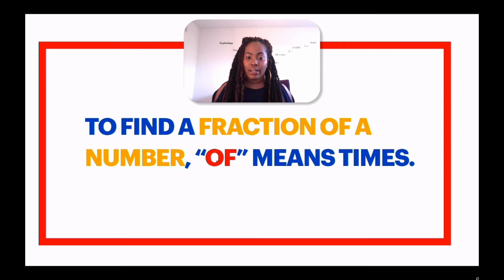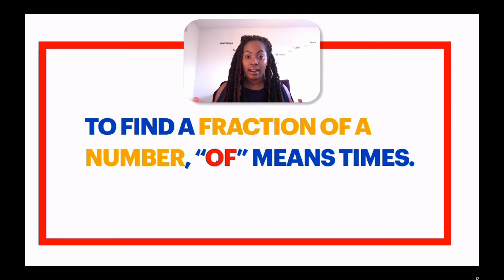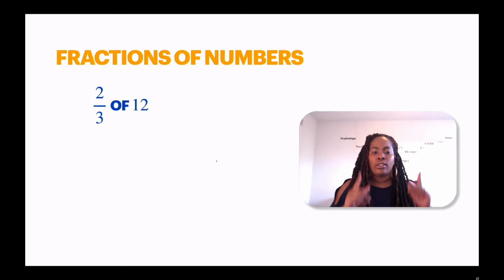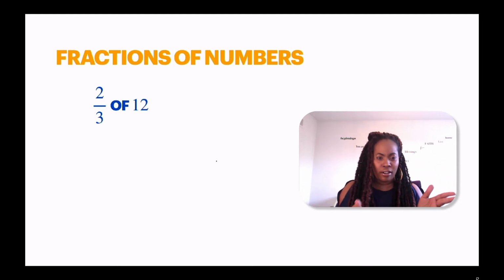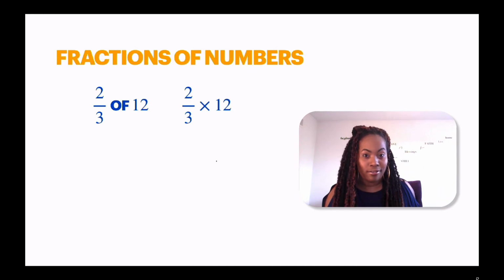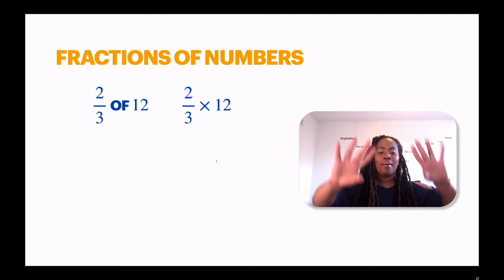Wow. Can you believe that? Of means times. So that's basically saying this whole time we've really been multiplying. Let's see if you can see it if we just go straight with it without the number bars. Let's cut to the chase and do it. 2/3 of 12. Now, if we replace that word of with times, that means 2/3 times 12. 2/3 times 12, right? Beautiful.